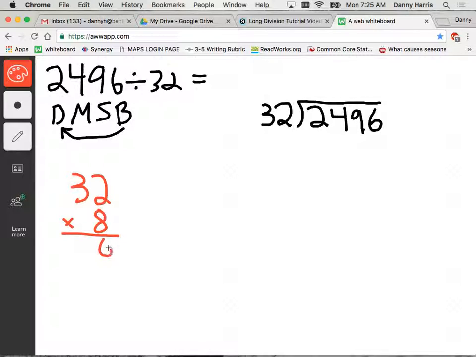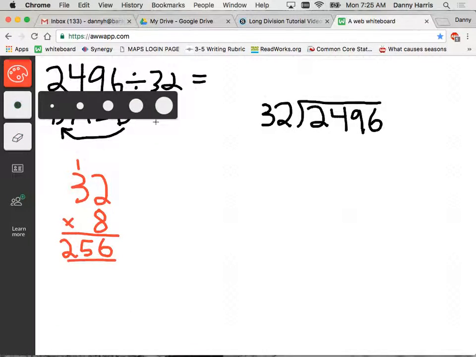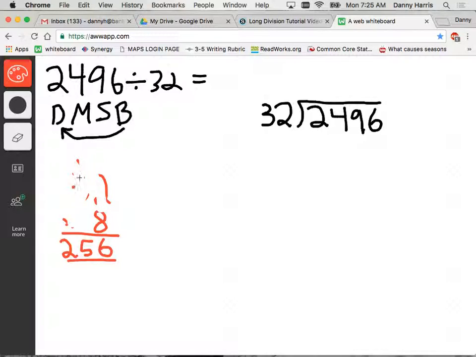8 times 2 is 16. 8 times 3 is 24, plus 1 is 25. So, as you can see, 32 does not go into 249 8 times because that's too much. So, let's try a slightly smaller number. But 256 is pretty close to 249.